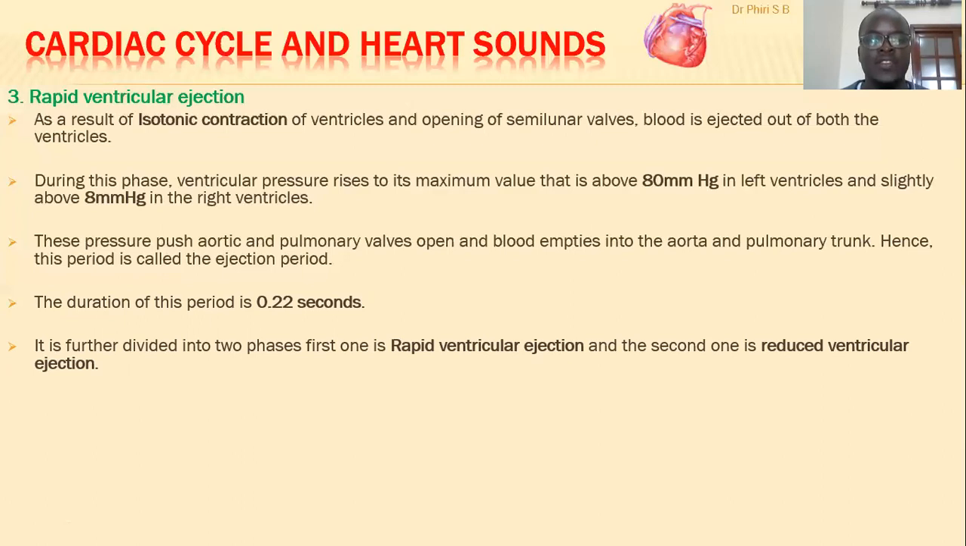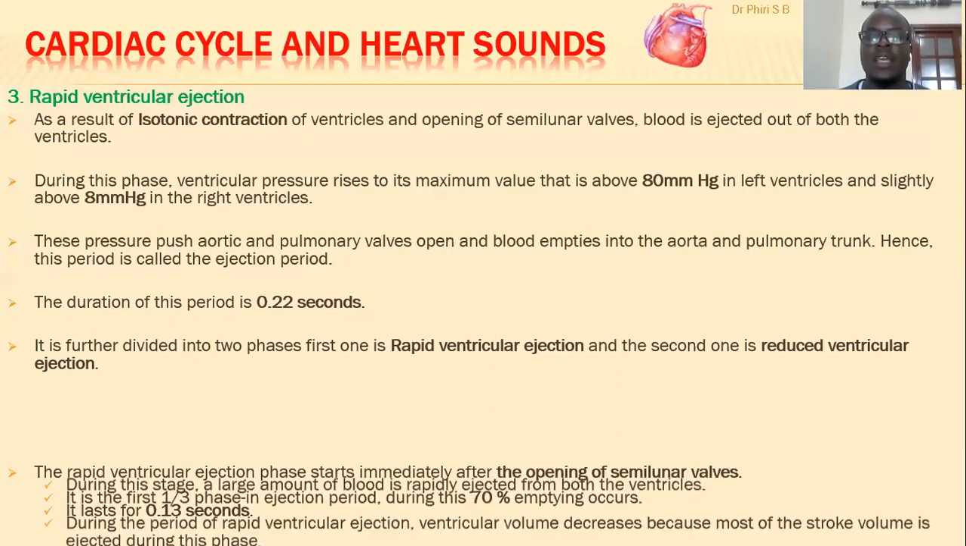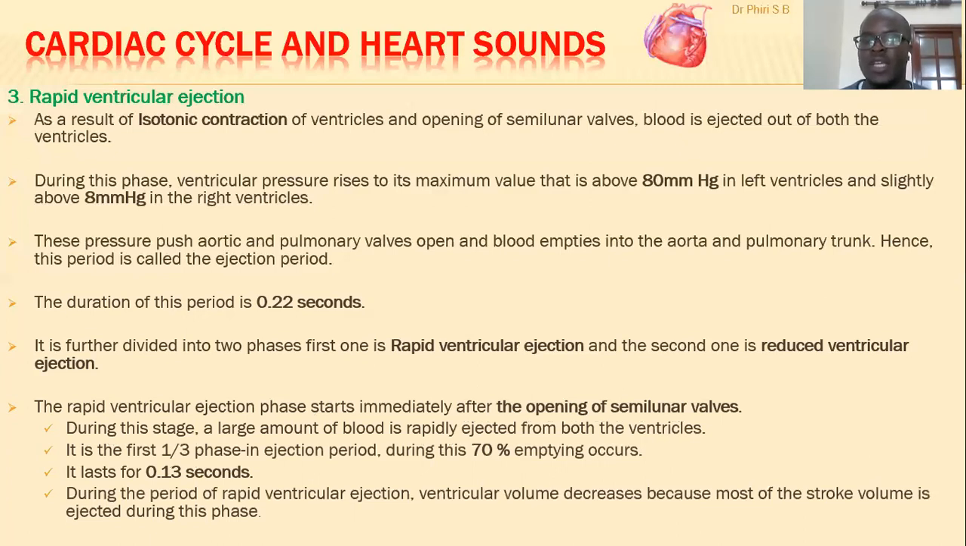So it is further divided into two phases. The first one is referred to as rapid ventricular ejection, and the second one is reduced ventricular ejection. So the ejection period of the cardiac cycle is divided into the rapid ventricular ejection and the reduced ventricular ejection. The first one that we're discussing is the rapid ventricular ejection.